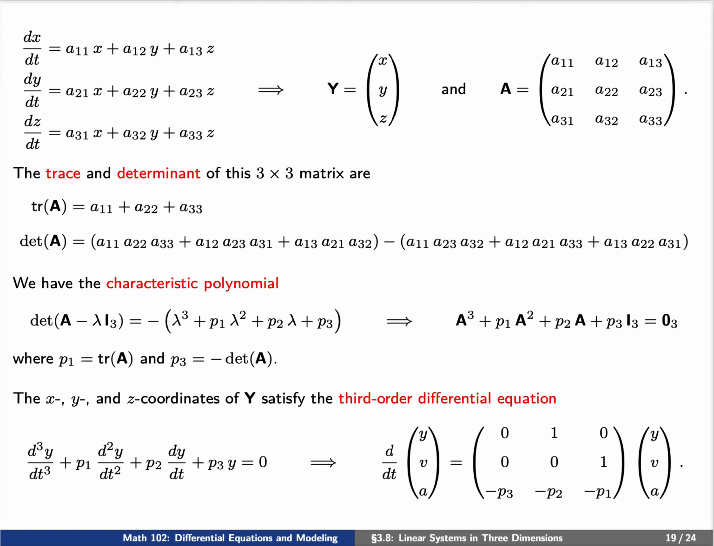And finally, we see that x, y, and z, that is, the coordinates of our vector capital Y, satisfy a third order differential equation. Here, d cubed y/dt cubed plus p sub 1 times d squared y/dt squared plus p sub 2 times dy/dt plus p sub 3 times y equals 0. And it shouldn't be a surprise that we can always express such a third order differential equation as a system of first order differential equations. That is a three-dimensional system.